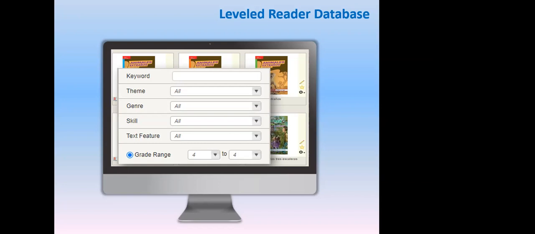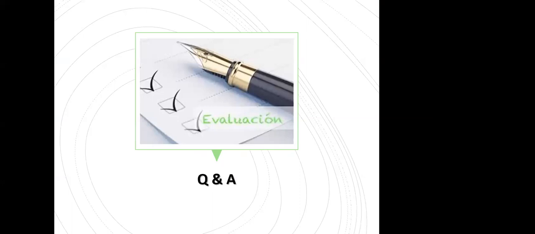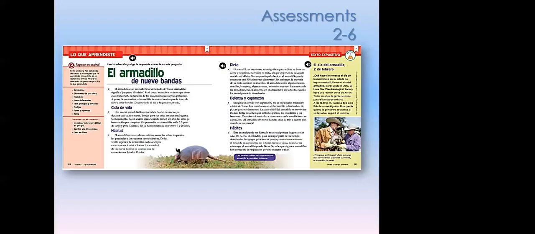So you'll have not only what you get in print, but digitally, a lot of options for differentiation, all tied, as I was saying, content, essential question, phonics, comprehension skills strategy, whole group, small group, the connection already has been made for you. I think I'm gonna move on from the question and answer. I don't see anything on the chat box. And we're gonna pop into assessments.